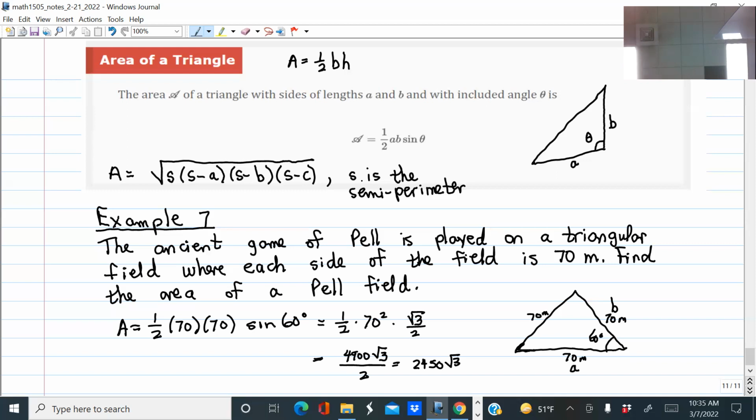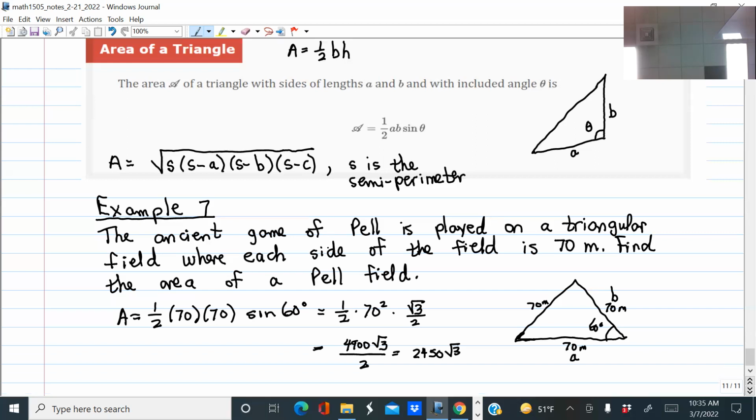Okay, so semi-perimeter is just half of that. So just calculate the distance around the triangle, which of course you can do just by adding the sides together, right? And then just take half of that, and that's the quantity S. Let's see how this works out. I didn't try this, so let's see if Heron's formula agrees with what we just did, right? So let's apply Heron's formula to this triangle, to our hypothetical Pell field.